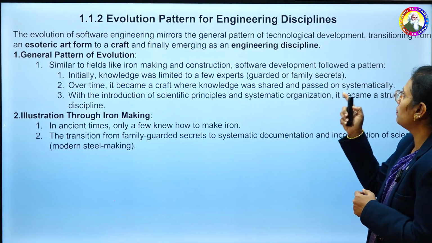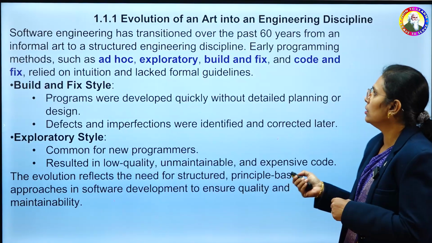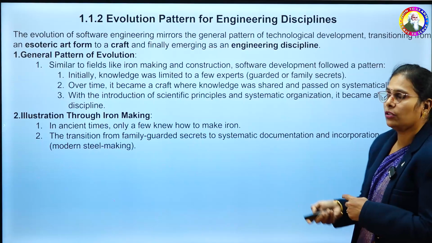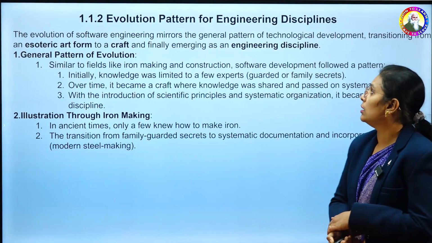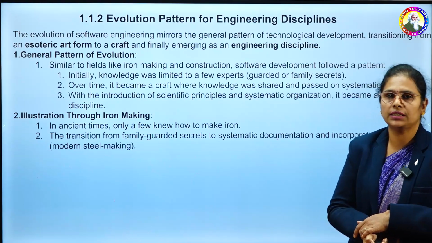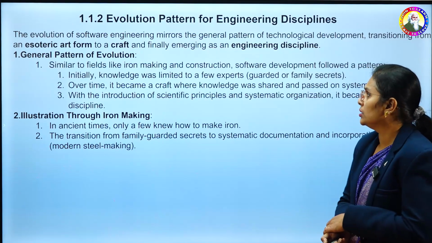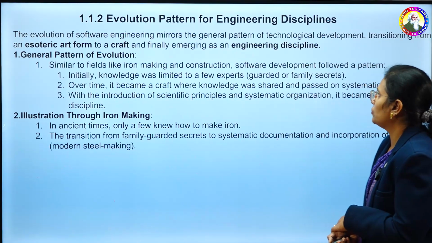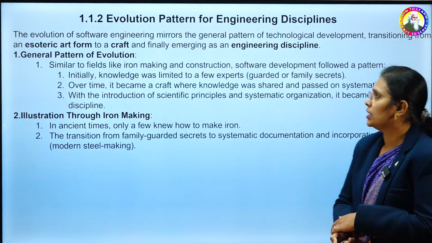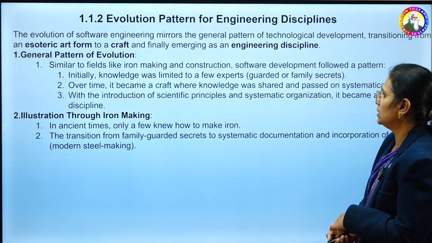Second is evolutionary patterns for engineering disciplines. So evolution is not only from art to engineering; it has also moved to patterns. In order to develop engineering disciplines, we need to have some patterns. Patterns are what? Some designs. Some designs are needed in order to develop software engineering. The evolution of software engineering mirrors the general patterns of technology development: transition from an esoteric art form to a craft, and finally emergence as an engineering discipline.